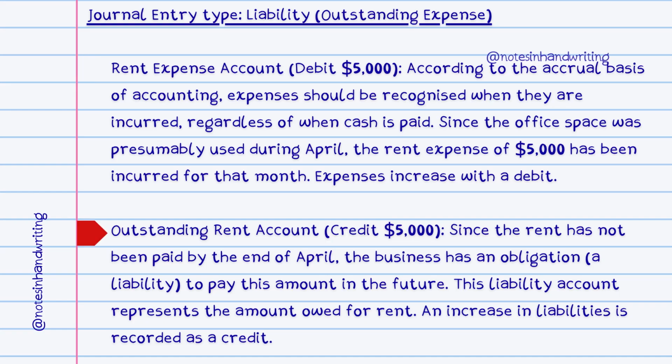Since the rent has not been paid by the end of April, the business has an obligation, or a liability, to pay this amount in the future. This liability account represents the amount owed for rent. An increase in liabilities is recorded as a credit.